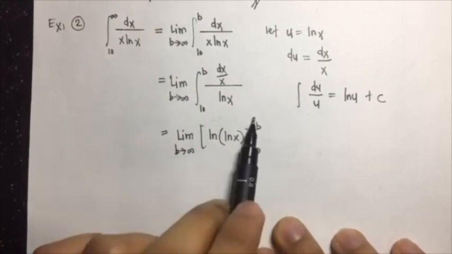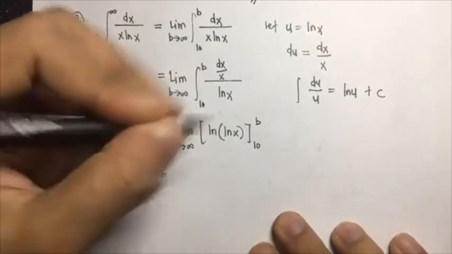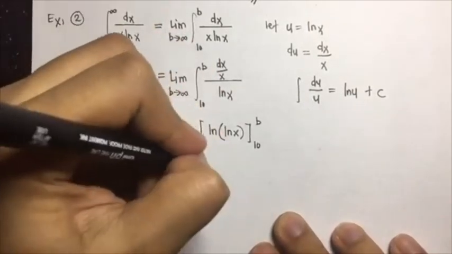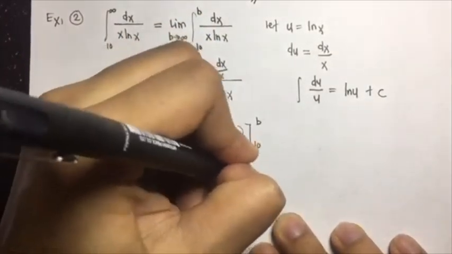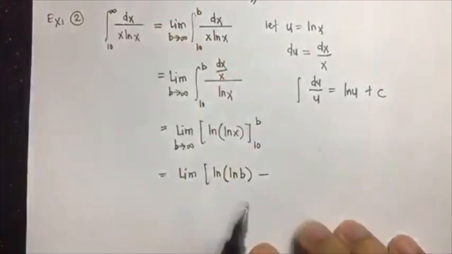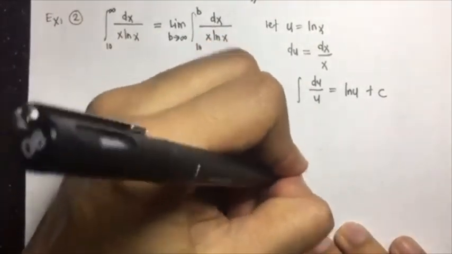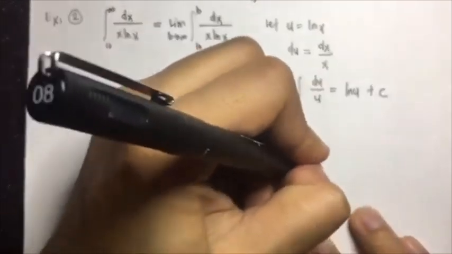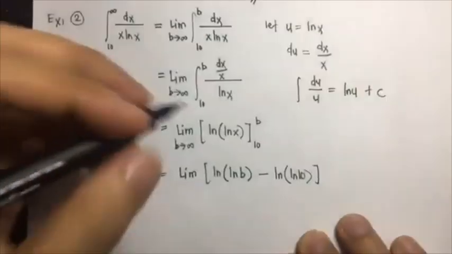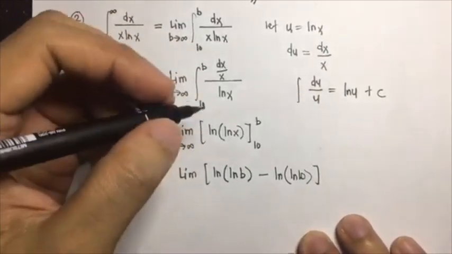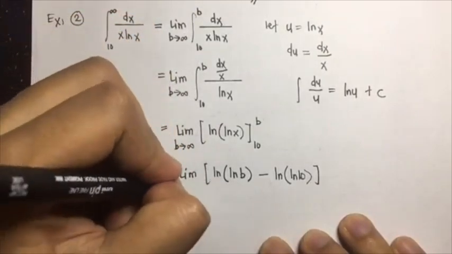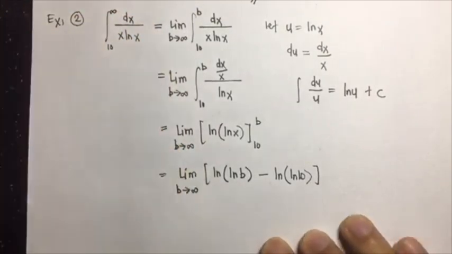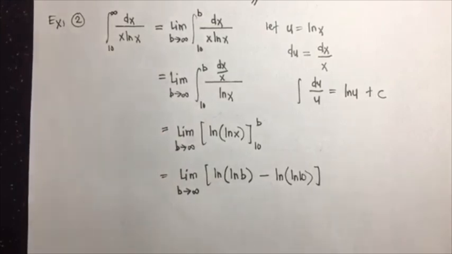Okay, so substituting the limits, the limit of ln of ln b minus ln of ln 10 as b approaches infinity.